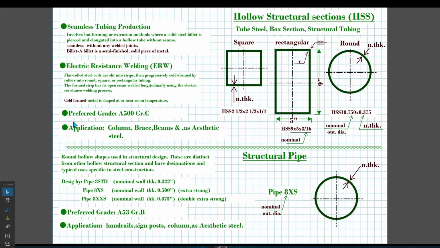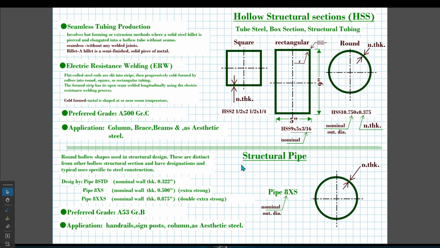The preferred grade for this HSS steel is A500 grade C. These HSS tubes are widely used as a column, brace, beam, and as aesthetic steel. Aesthetic steel means that in steel construction, a few members inside the building are exposed to view.